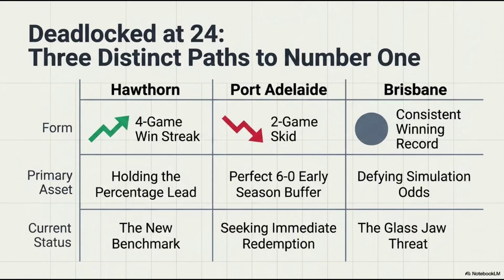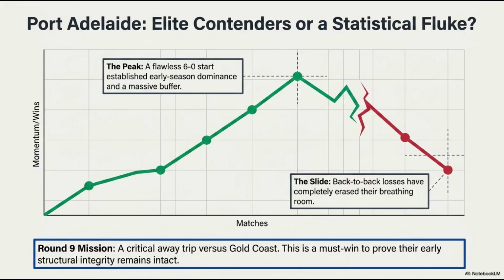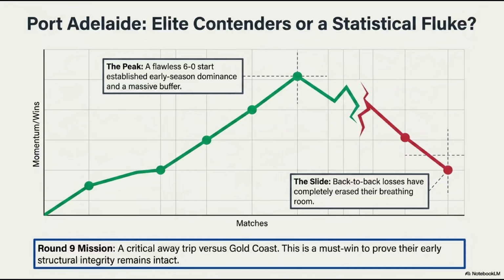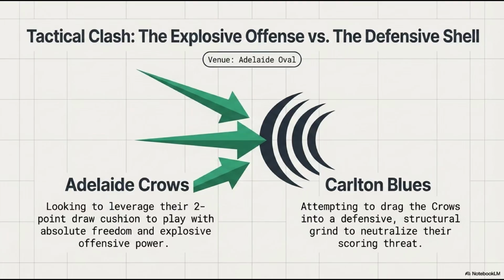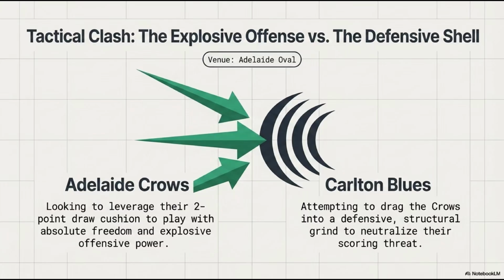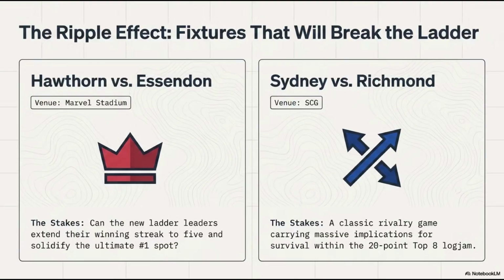So Hawthorn, Port Adelaide, and Brisbane are all in a three-way tie for first place. They're all sitting on exactly 24 premiership points. And since you get 4 points for a win, that means each of these teams has secured exactly 6 victories. But what stands out immediately there is how 3 completely different statistical profiles have arrived at that exact same destination. Right. That 24-point mark is masking wildly different narratives about how these teams are actually performing under the hood of the simulation's engine. Let's actually break down the heads of this monster because it's fascinating.